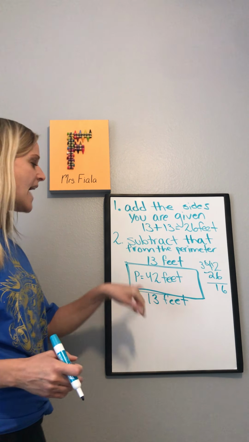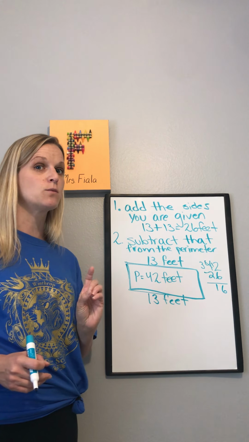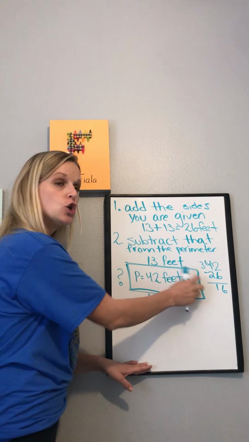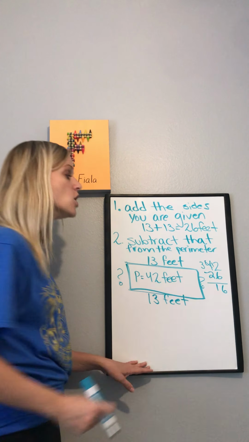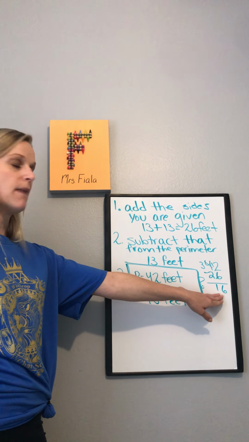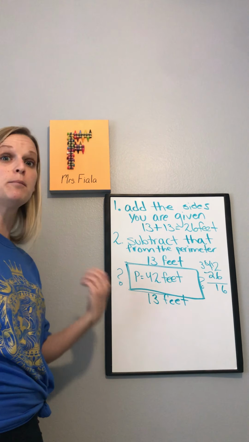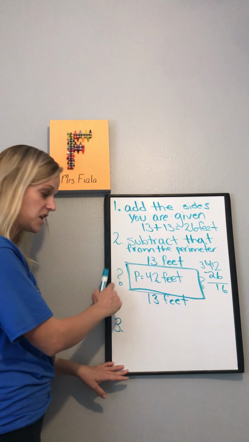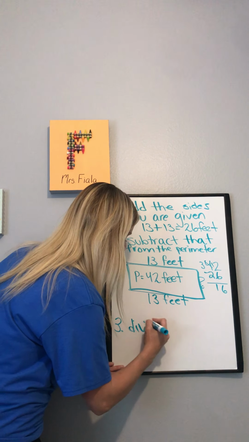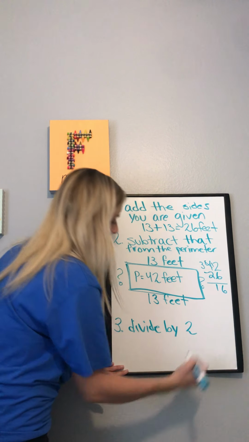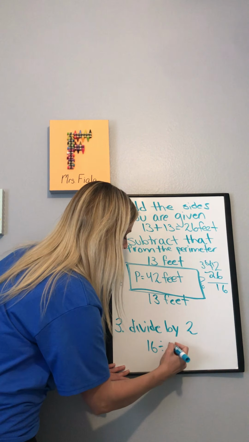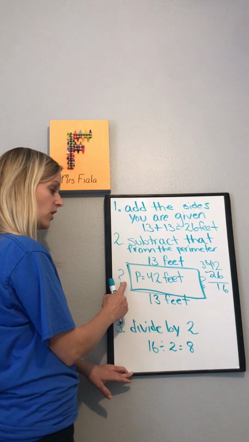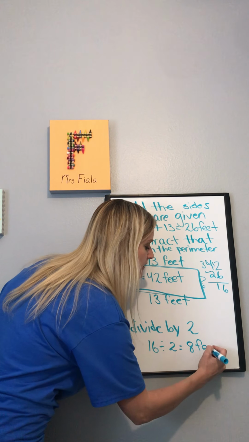Okay? That is not my missing side length because we have one more step. There's not really one missing side length. There's really two missing side lengths. So I'm going to take my answer here, 16, and divide it by 2. And that's going to give you your one side length here. So my last step is to divide by 2. Okay, so I'm going to do 16 divided by 2 equals 8. So my missing width here is 8 feet.